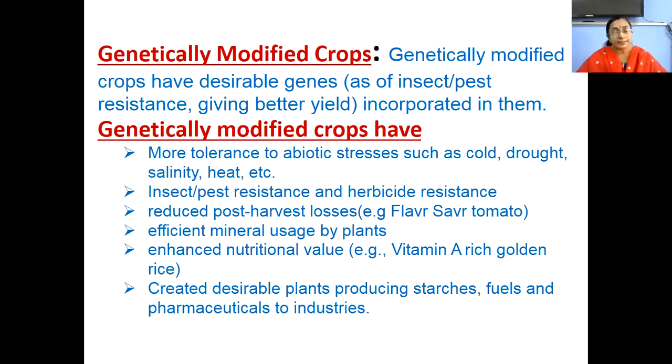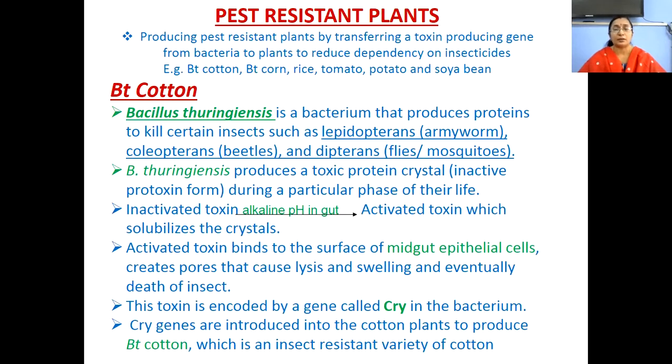Other than this, we can also produce plants which will provide raw material for our industries in the form of starches, fuels and some types of pharmaceuticals. Now some examples of applications of biotechnology in agriculture we will be seeing.